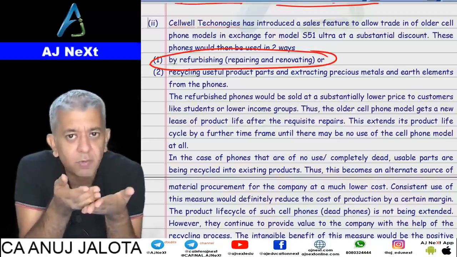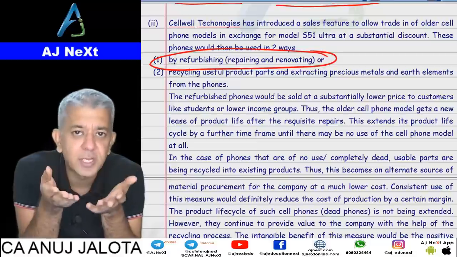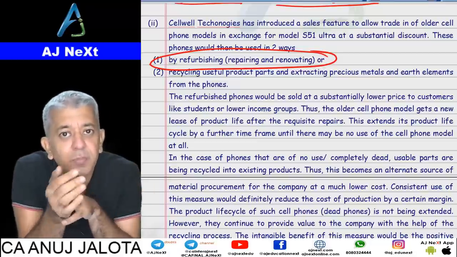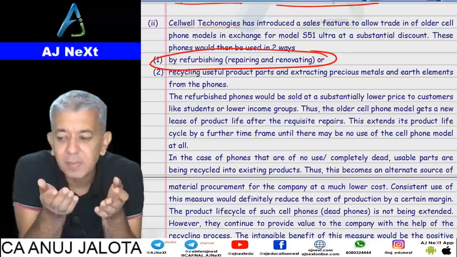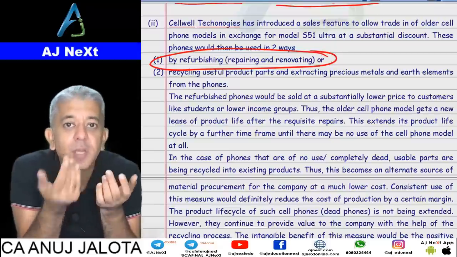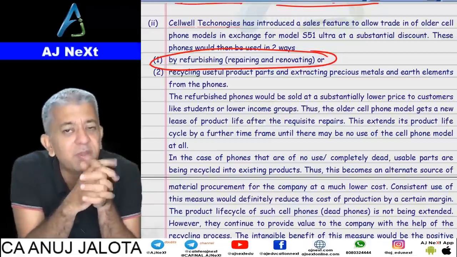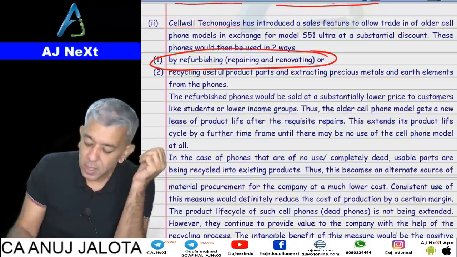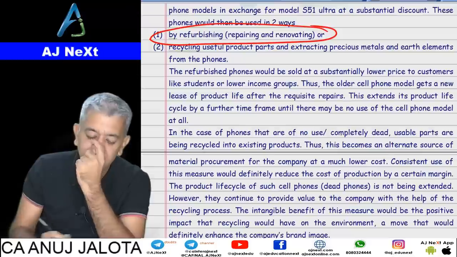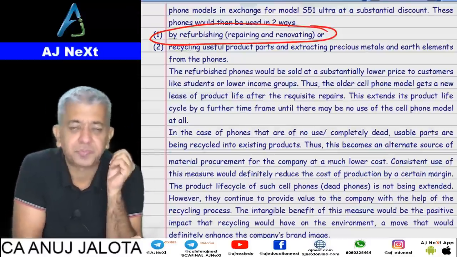Because of that, obviously, the product life cycle will increase, and it will keep increasing till the time, I guess, these refurbished phones also become useless. But definitely this particular move of the company will extend the product life cycle. This is your first thing that is to be written.